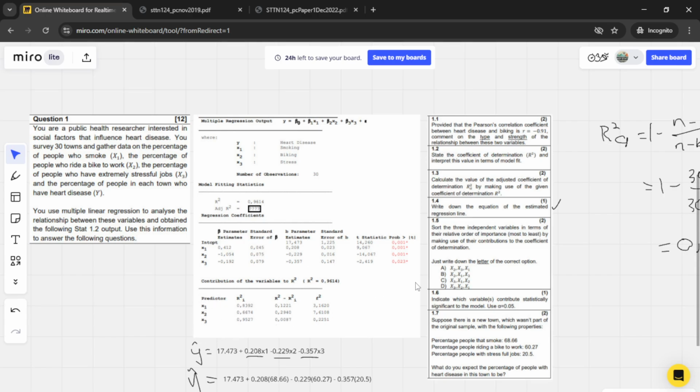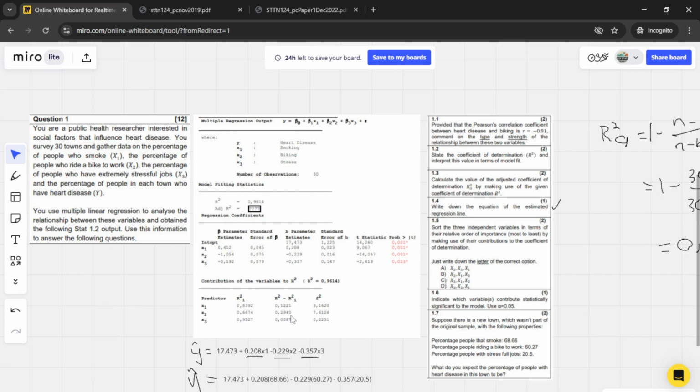The question here was asked differently. They said sort the three independent variables in terms of their relative order of importance, most to least, by making use of the contribution to the coefficient of determination. So the one that contributes the most is the most important, and the one that contributes the least is the least important. Basically, the answer is going to be x2, x1, then x3, which means it's going to be option B. So that is the contribution of these variables.